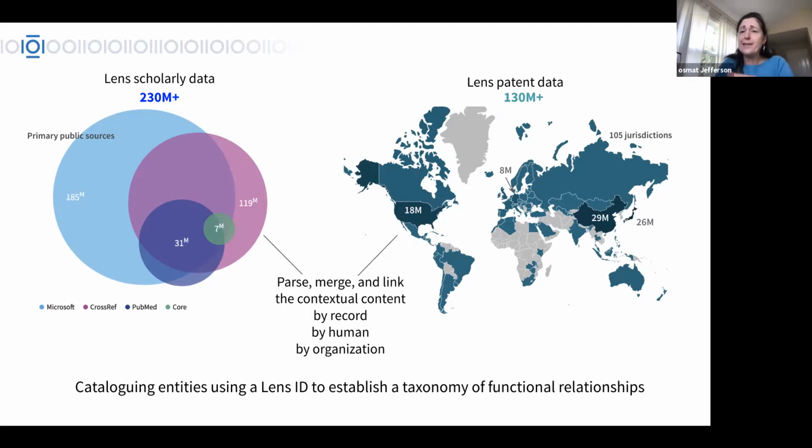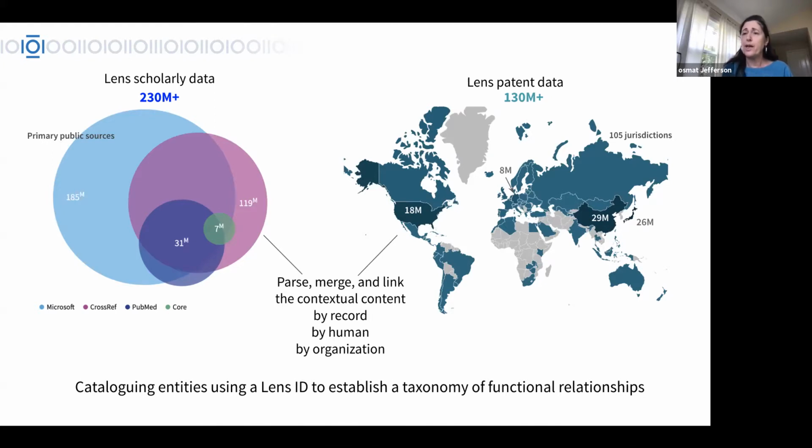Anyone could download PubMed, anyone could download MAG data. And we have the patents as well, 130 million plus from 105 jurisdictions. And I highlighted just the major jurisdictions and their content. We combine these two: parse, merge, and link the contextual content by record, by human, and by organization. And what we are developing is a taxonomy, if you will, of the functional relationships between the different entities.